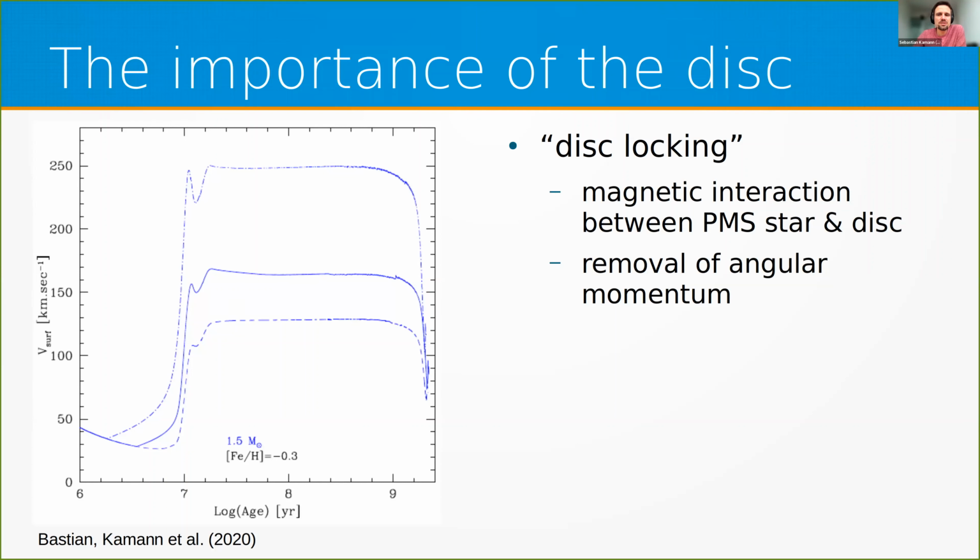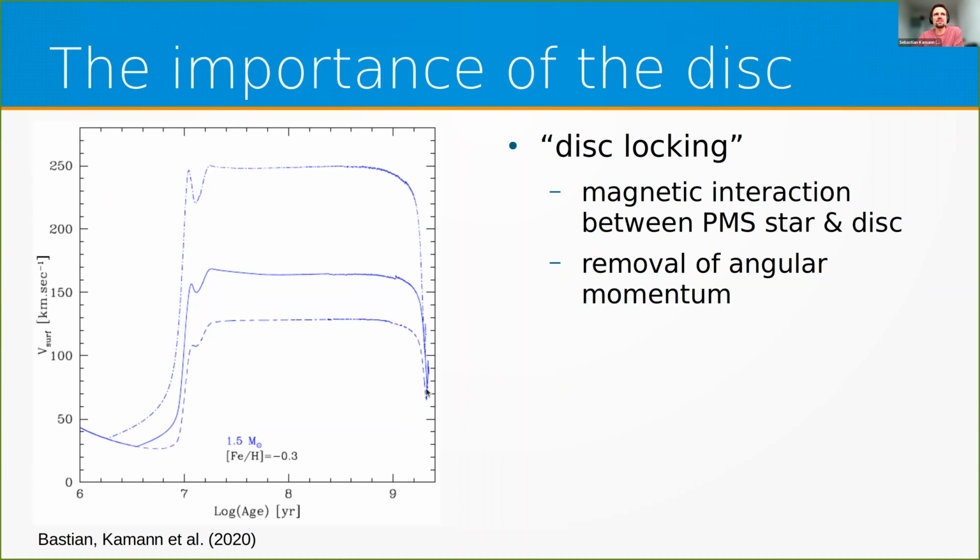Because when the star is still surrounded by the disk, you can have magnetic interaction again between the star and its disk, which would then remove angular momentum. And what you see here is that depending on the disk life that you assume, you can set up stars with very different surface rotation velocities once they settle onto the main sequence. Again, this is for 1.5 solar masses, where you see that a star that loses its disk early on speeds up to become a fast rotator, whereas a star that holds onto its disk for much longer becomes a relatively slow rotator.